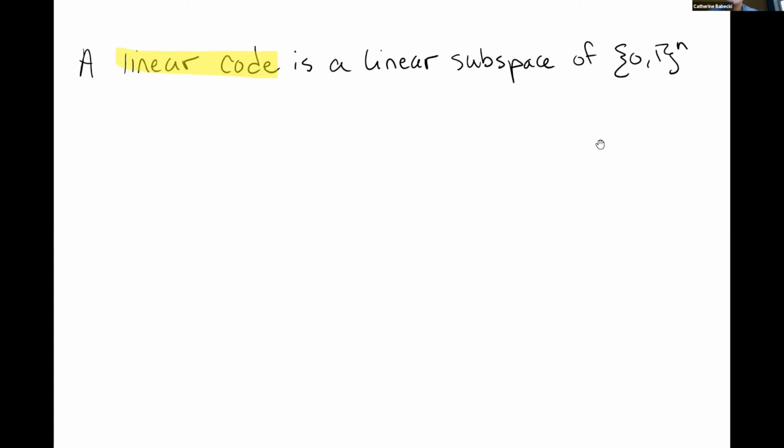And one place to look is using some linear algebra tools. So a linear code is just a linear subspace of 0, 1 vectors of length n, where we're thinking of this as a vector space over the field of 2 elements, 0 and 1. So we've got binary addition happening, 1 + 1 = 0.